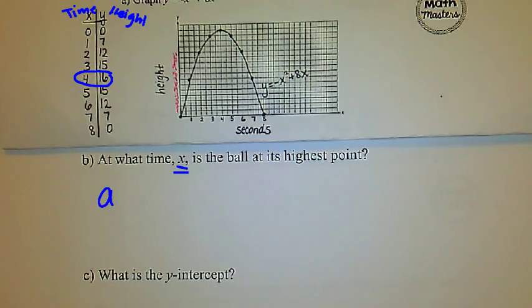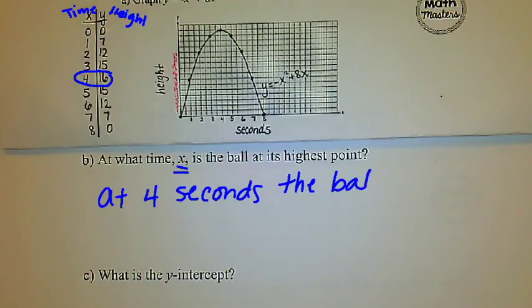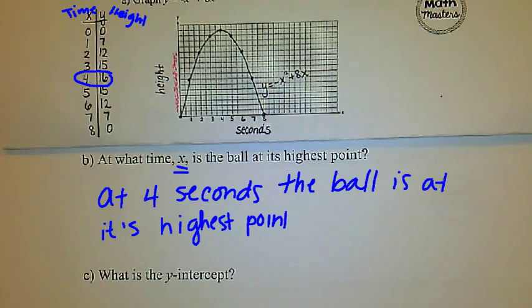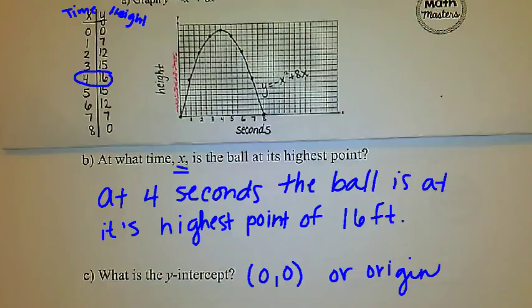Okay, so at 4 seconds, the ball is at its highest point, in feet, of 16 feet. Okay. What is the y-intercept? The y-intercept is going to be 0, 0, for the origin. And that's all we're looking for.